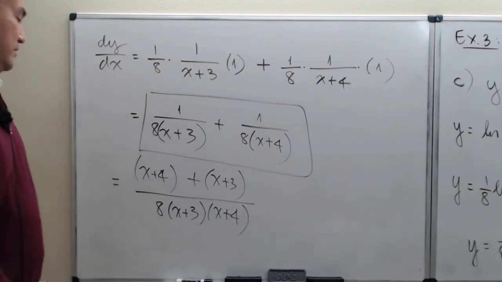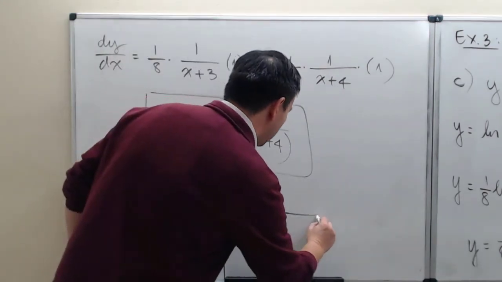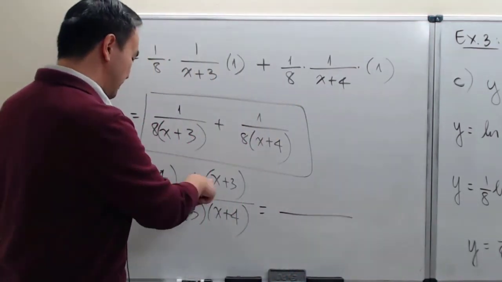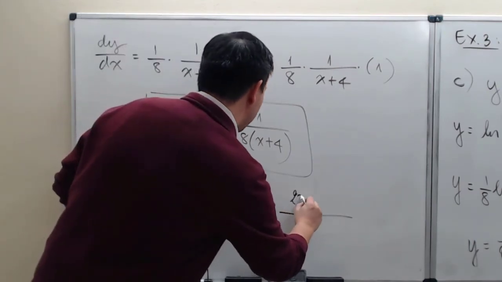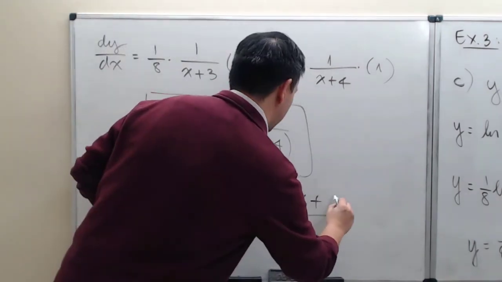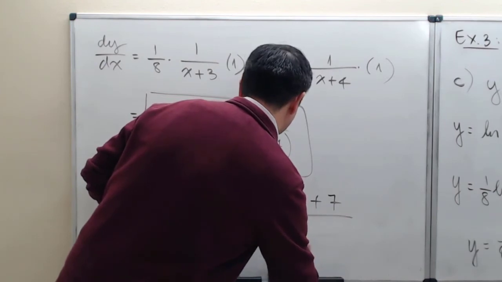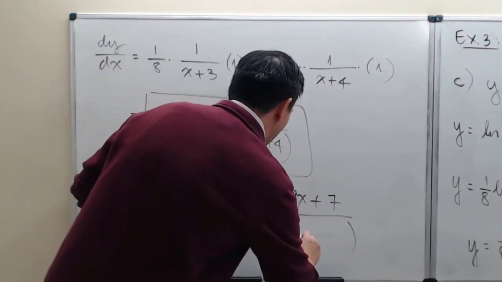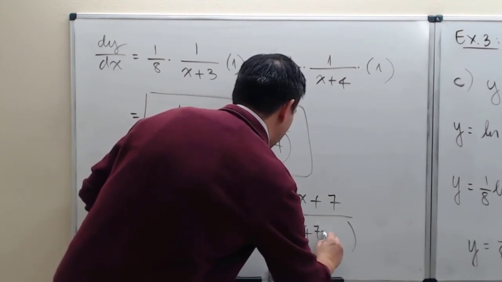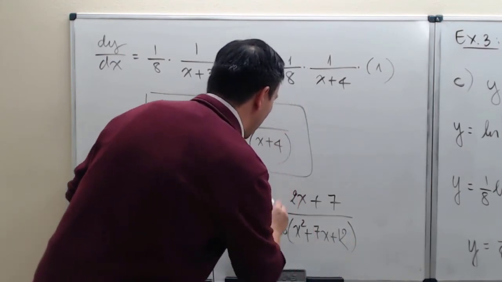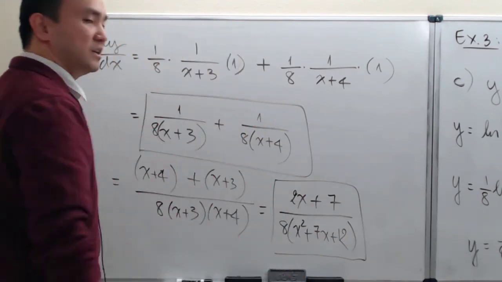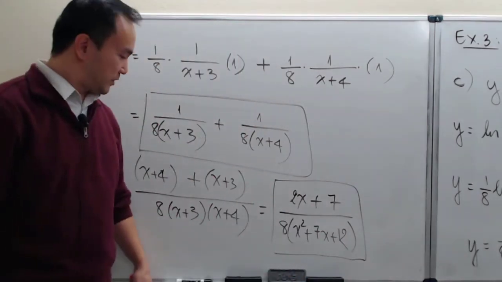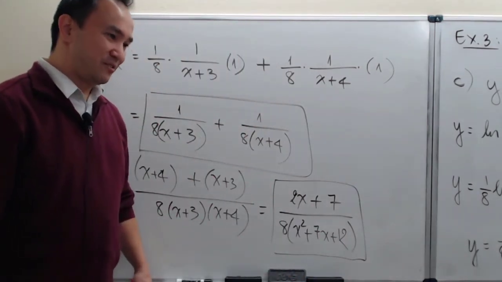Okay, and so now, taking the parentheses away, we're looking at 2x plus 7 in the numerator, and 8 times, and I'm leaving all that here, x squared plus 7x plus 12 in the denominator. We're done, again a different way to express our final derivative. Okay.